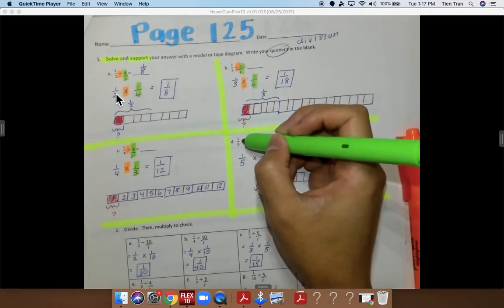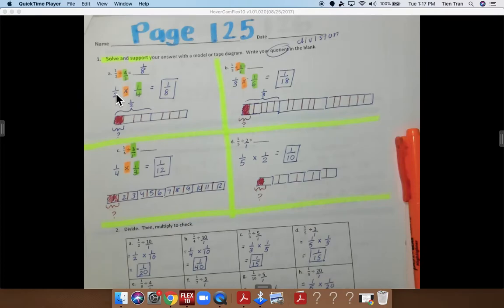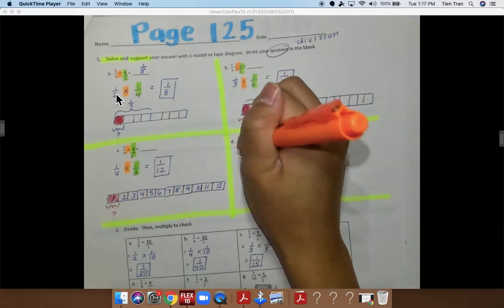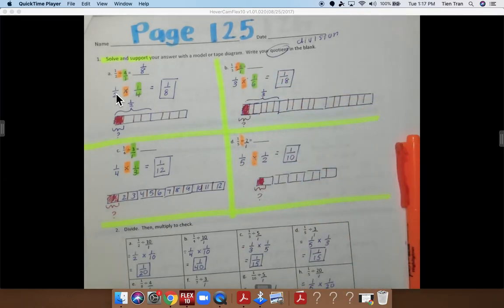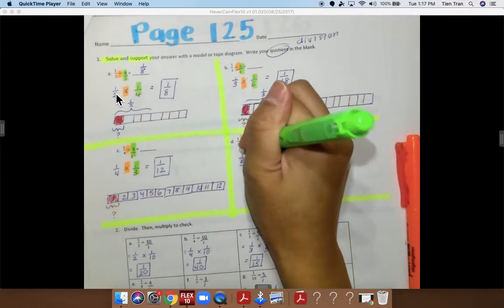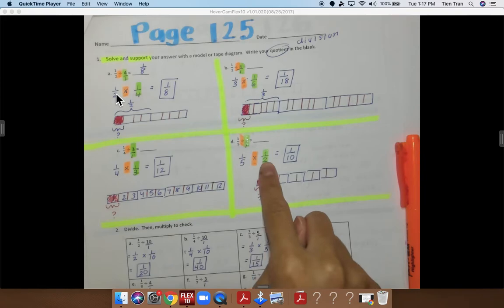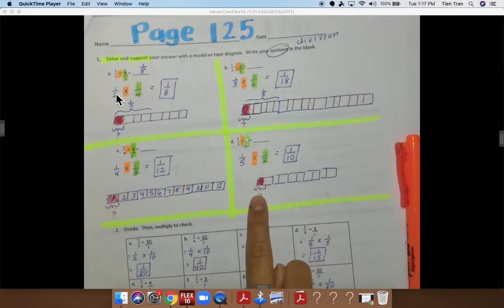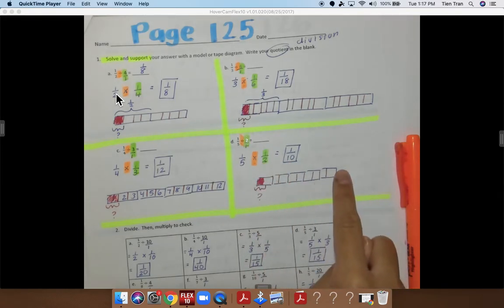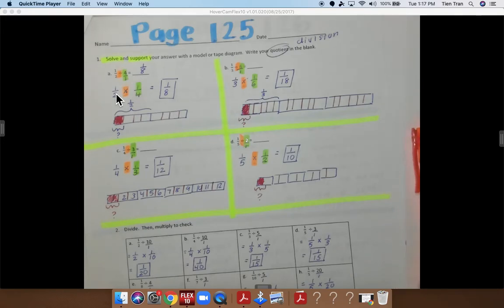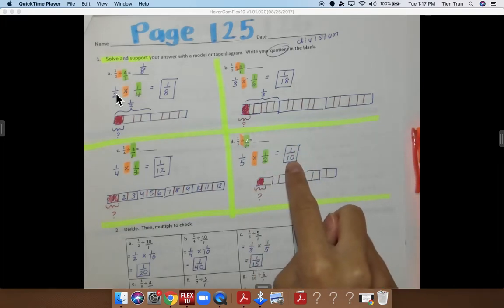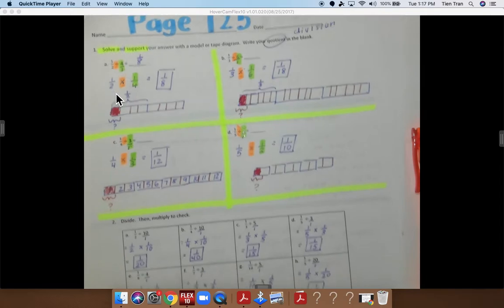Next, I have 1/5 divided by 2. I'm going to flip the division sign into a multiplication sign, and I am going to change 2 over 1 into 1/2. 1 times 1 is 1. 5 times 2 is 10. So this is one piece of 10. Our numerator shows us 1, and our denominator tells us how many pieces.